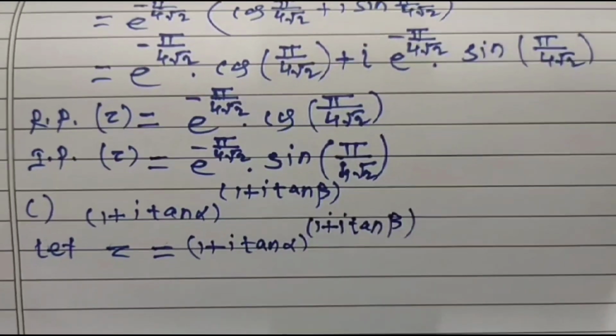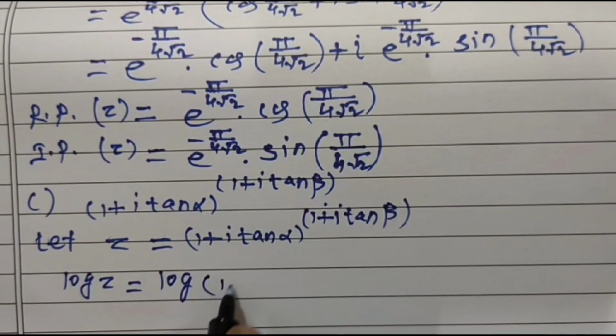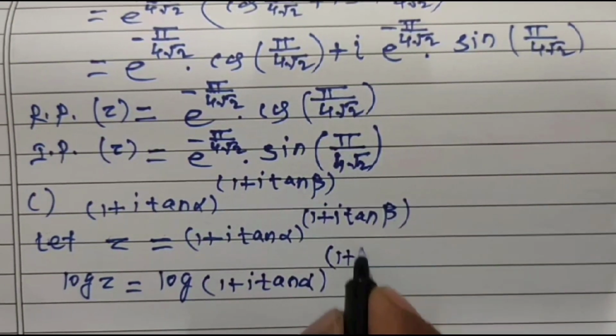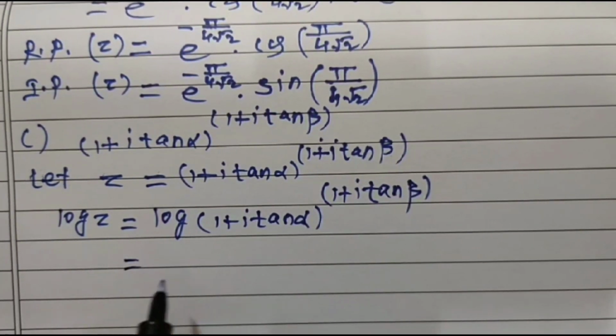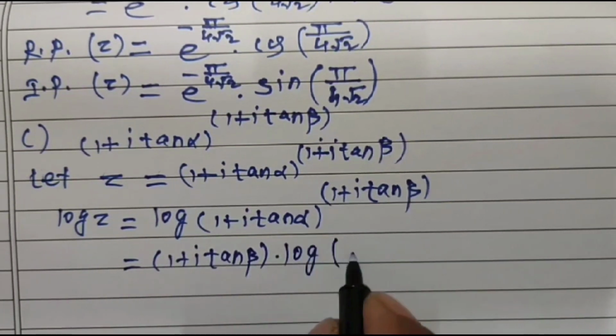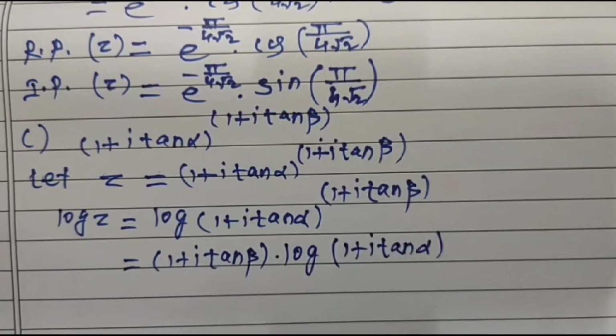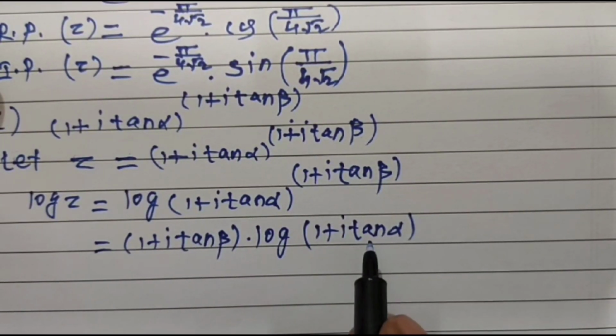Taking log on both sides, log z is equal to the logarithm of (1 + i tan alpha) to the power (1 + i tan beta). Now applying the property of logarithm, this is equal to (1 + i tan beta) times the logarithm of (1 + i tan alpha). But we have to find out the logarithm of 1 + i tan alpha.